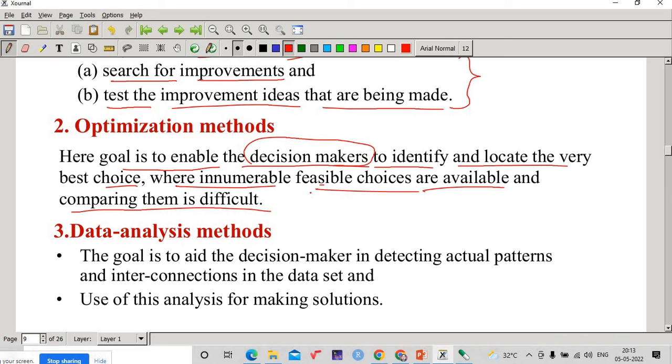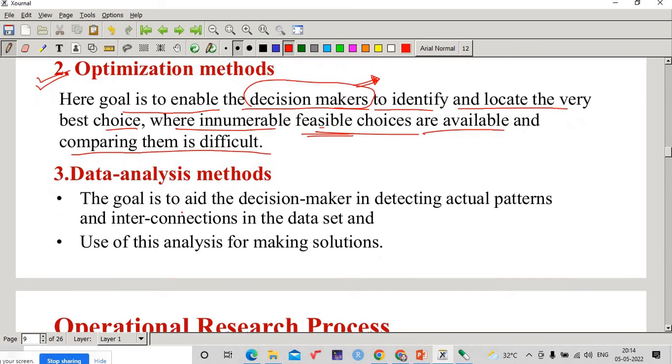So when we have feasible choices, either to go to that village for marketing or not to go, in that case a fair decision is really very important for the organization leaders to march further, to proceed further. So that decision making is very important, and optimization methods will help us to do so.